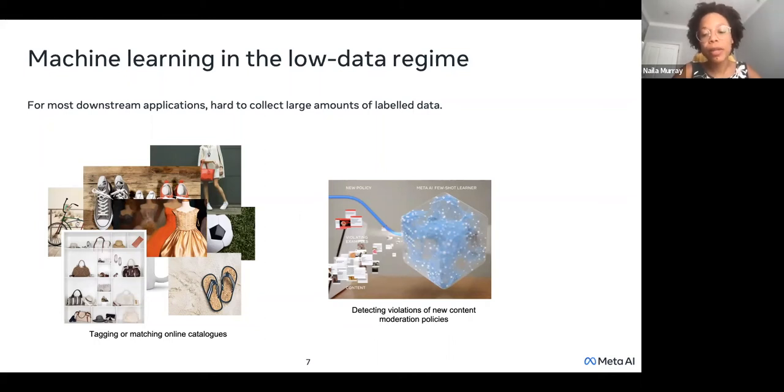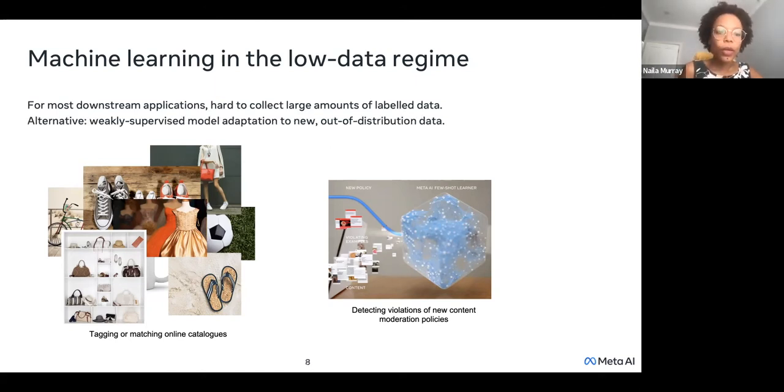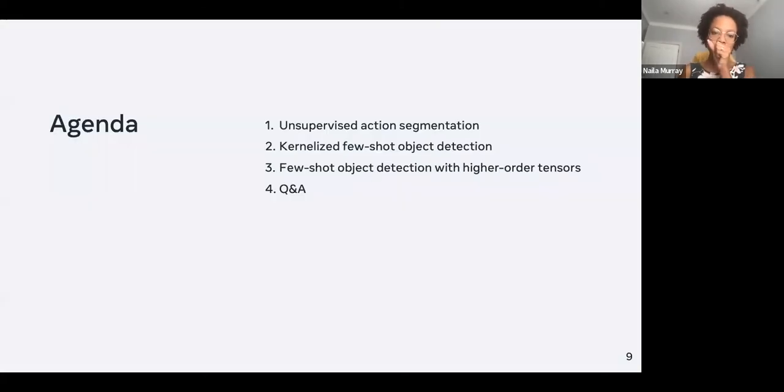And this is also one place where it's very hard to continually collect the amounts of label data you might need to have effective models here. So rather than taking this kind of fine-tuning approach, an alternative is to use weakly supervised methods, right? These are methods that try to adapt models or train models to new data, typically out of distribution data, without requiring large amounts of supervised data. And that's the approach I'll be discussing today.